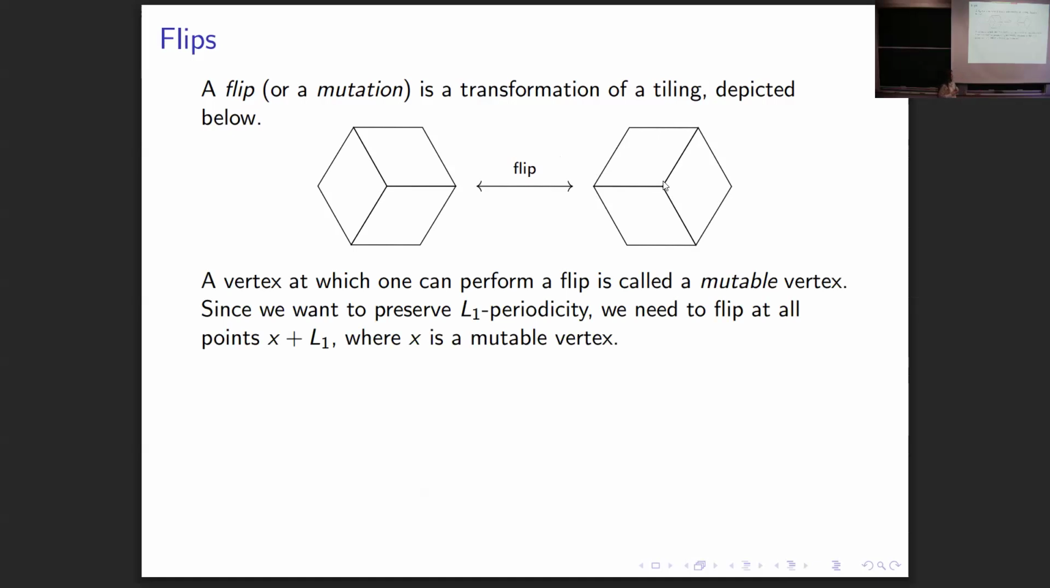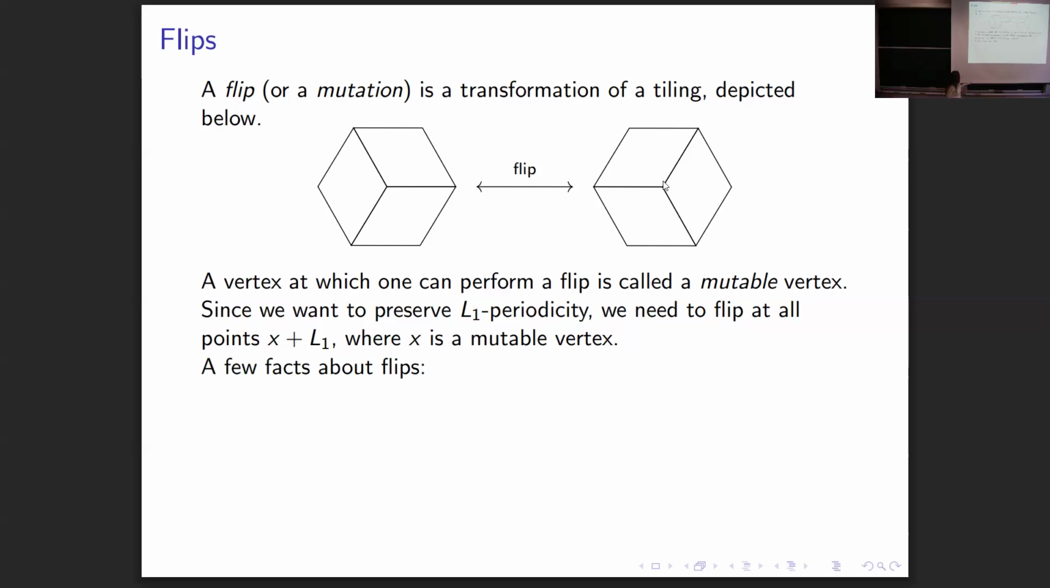Since we want to preserve L1 periodicity when we flip, if we're going to flip at one point, we're going to flip at every point modulo L1, right? Or at all points that are equal to this point modulo L1. Because a flip is a local move, right? It changes something in just one little spot on your grid, but we don't want that. We want periodicity, so we're going to flip everywhere if we're going to flip.